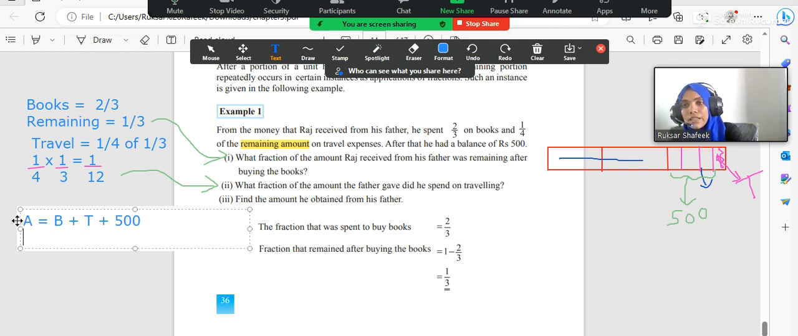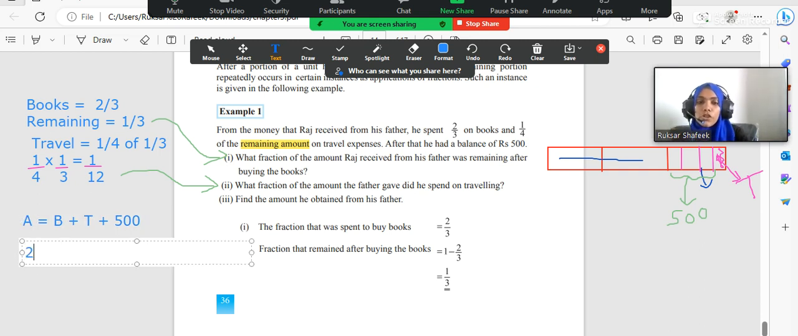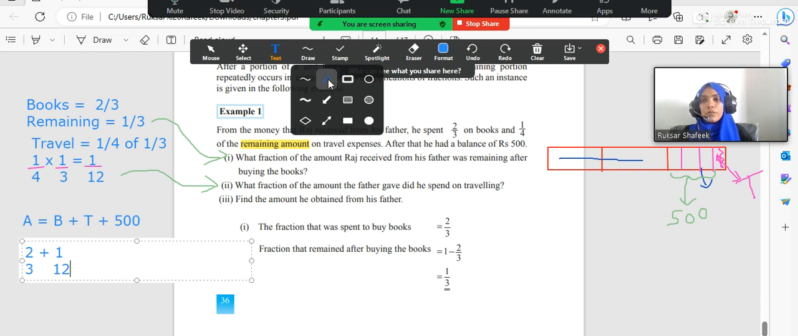To get that, we need to figure out the fractions, right? The fraction that was spent on the books and the traveling. For books it was 2/3, and for traveling it was 1/12 as a fraction. So Raj has spent 2/3 and 1/12. Now to add the fractions, the denominators have to be the same, 12. The LCM of 3 and 12 is 12 itself.